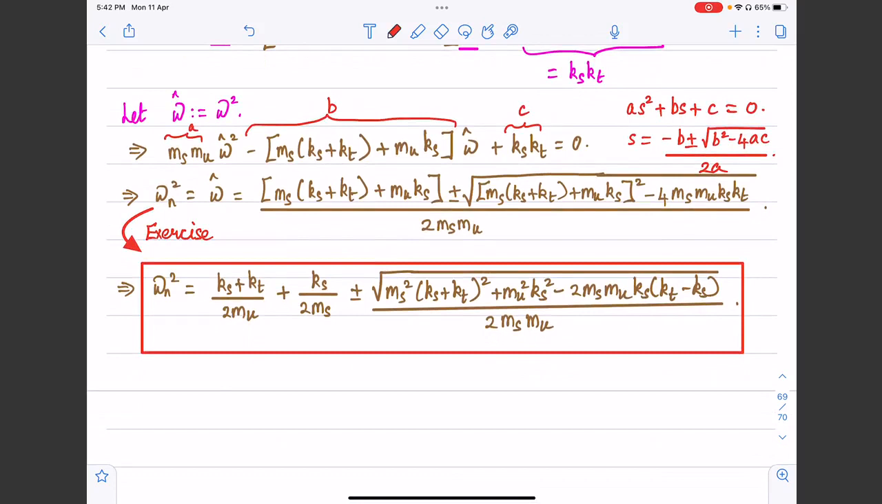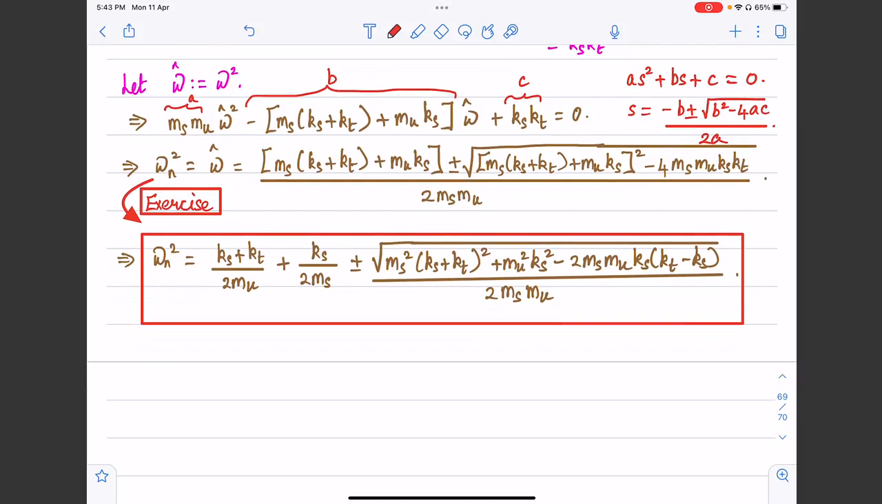I leave this to you as an exercise so that you can do it at your own leisure. Please do it as an optional exercise, but please try it out. So simplify it.